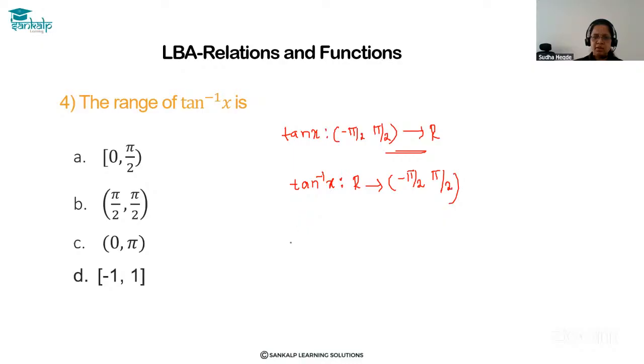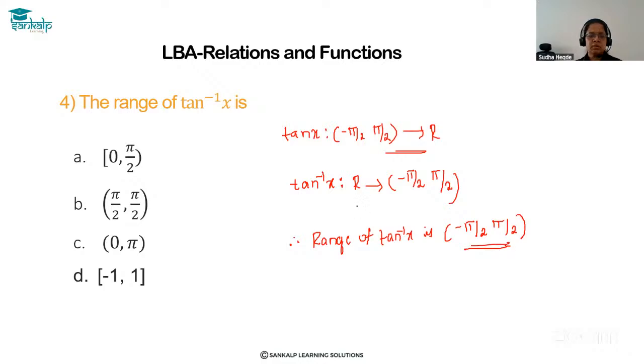Therefore, the range of tan inverse x is, what's the range? It is minus pi by 2 to pi by 2. Okay, got it right? Open interval minus pi by 2 to pi by 2.